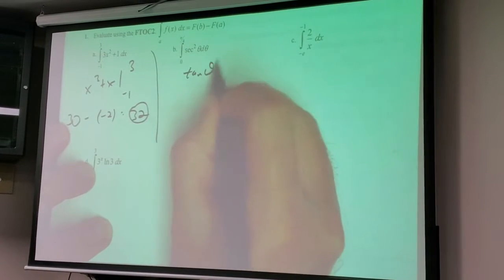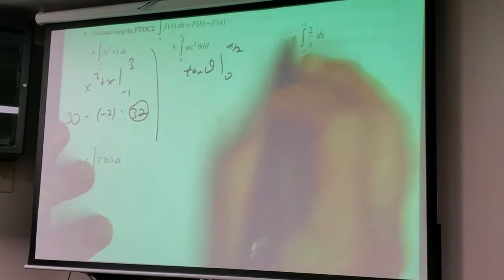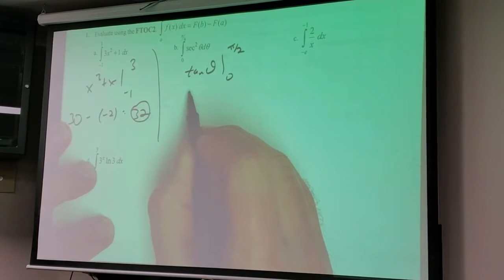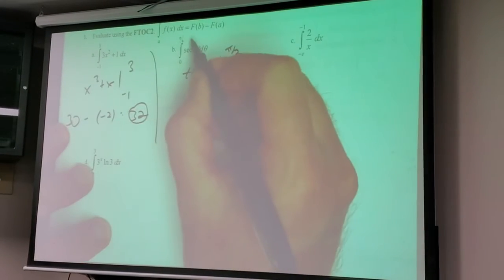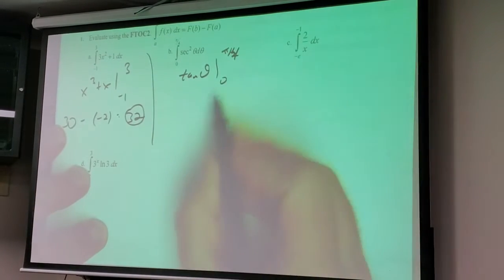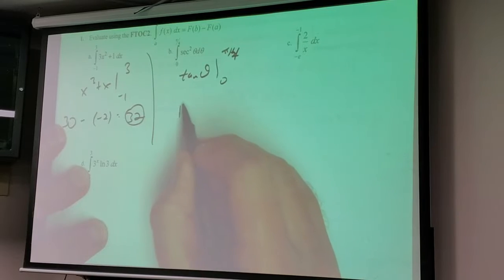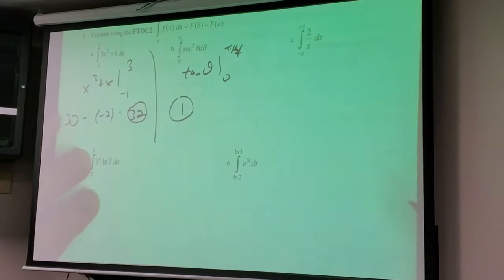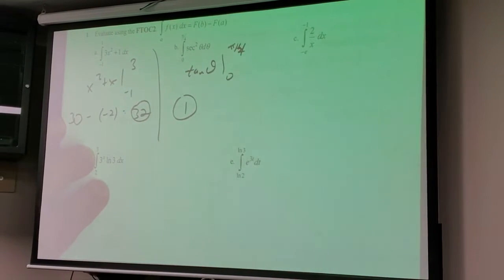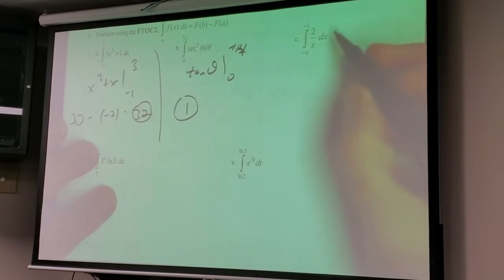Integral secant squared. Tangent. From 0 to pi over 2. Tangent of pi over 2 is? Pi over 4. Is it pi over 4? Oh, I can almost see it. Tangent of pi over 4 is 1. Tangent of 0 is 0. So it's like 1 minus 0, correct? You got to do the difference of the antiderivatives evaluated at the endpoints.